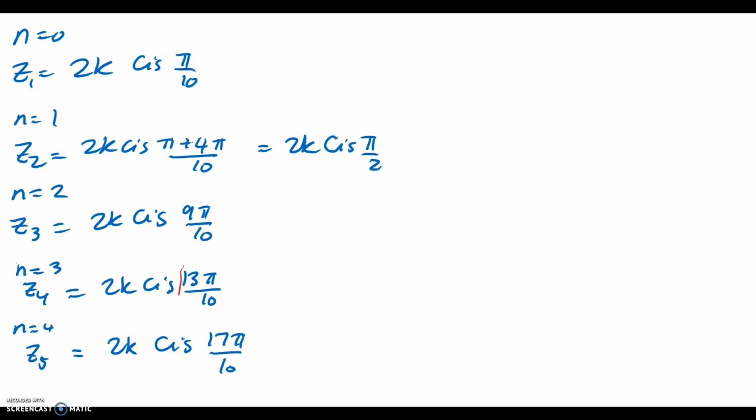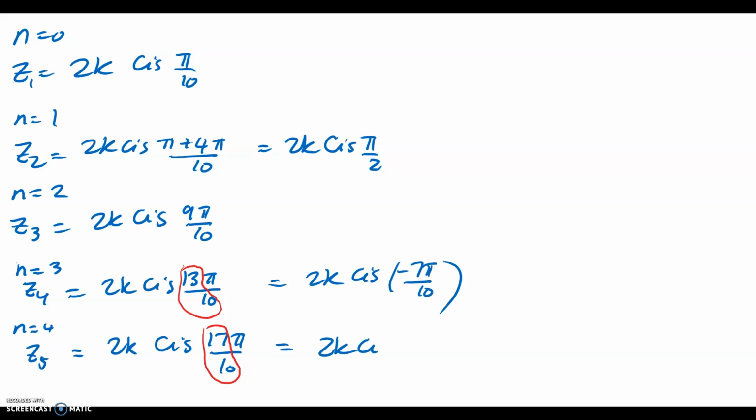Now, not all of these answers are in principal argument form, and the way to figure it out is if the fraction is greater than 1, you know it's not in principal argument form. So this one and this one are not. Applying what we just did with the last one, because this is in radians, I'll be taking away 2 pi. I will get 2k cis negative 7 pi over 10 for this one. And with this one, I will get 2k cis negative 3 pi over 10.